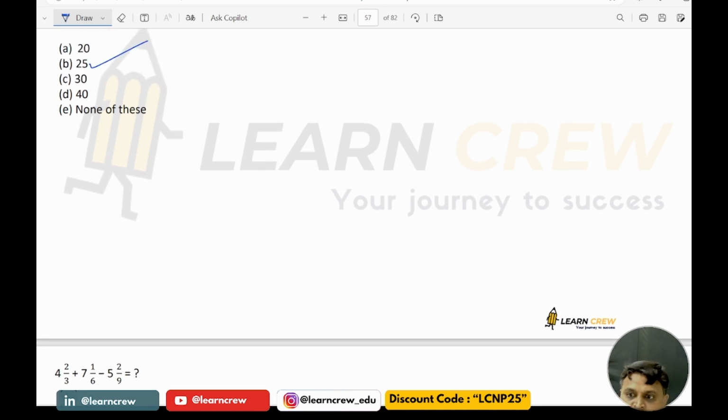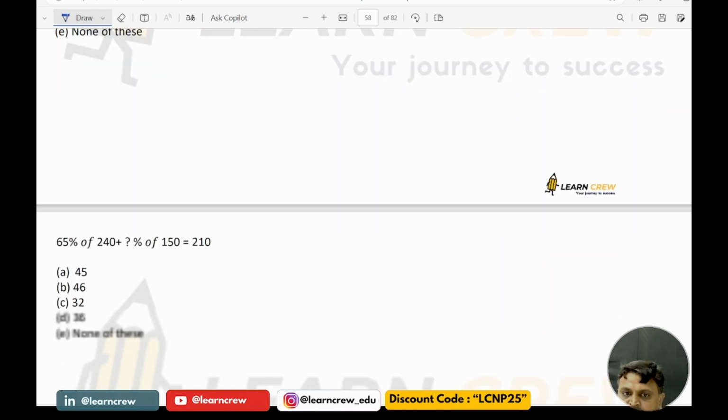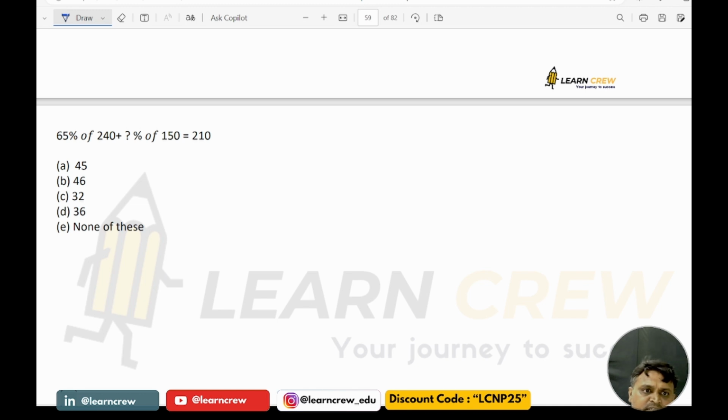Please see. 4 2 by 3 plus 7 1 by 6 minus 5 2 by 9. If you see here, 4 plus 7 is 11. 11 minus 5, 6. 2 by 3 is same as 4 by 6. 4 by 6 plus 1 by 6, 5 by 6. 5 by 6 minus 2 by 9 is 11 by 18. So 6 11 by 18. Option C.